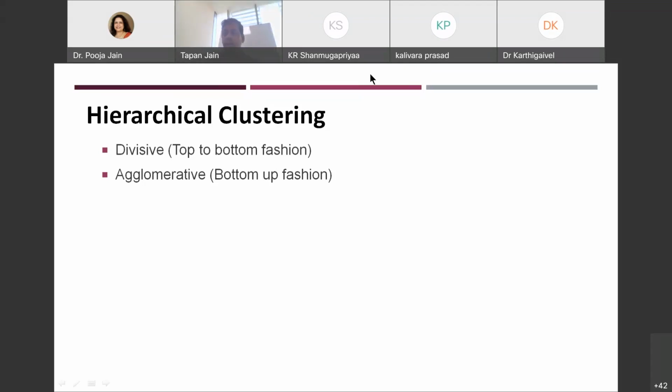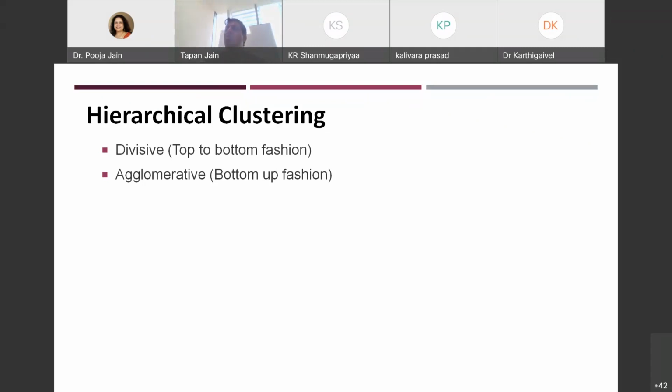Now I move to the second part of clustering, that is hierarchical clustering. Many of you are aware of hierarchical clustering, which is divided into two parts: one is divisive, another is agglomerative clustering. Divisive means top to bottom: you have a large set of values and you split it into small subgroups. Agglomerative means bottom-up, bottom to top: we have n small subgroups and we combine them. That is the agglomerative approach.